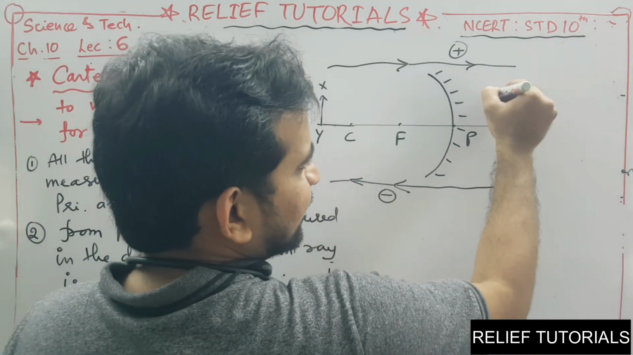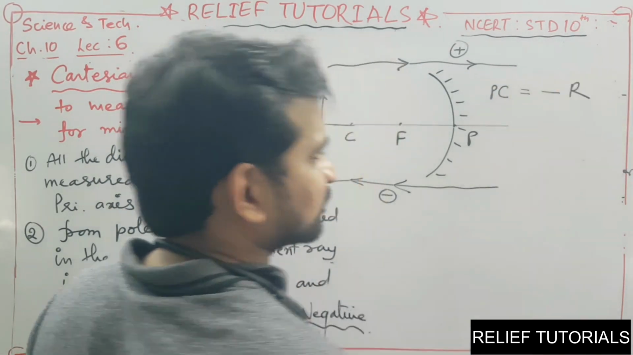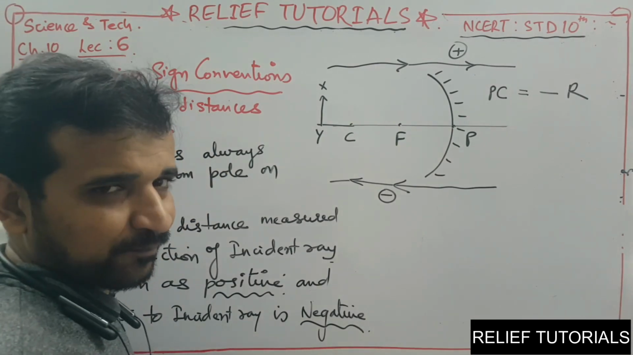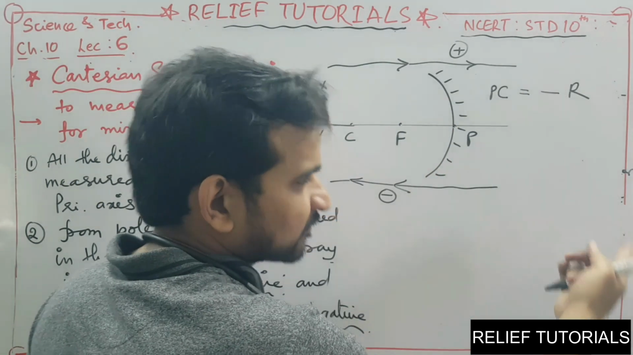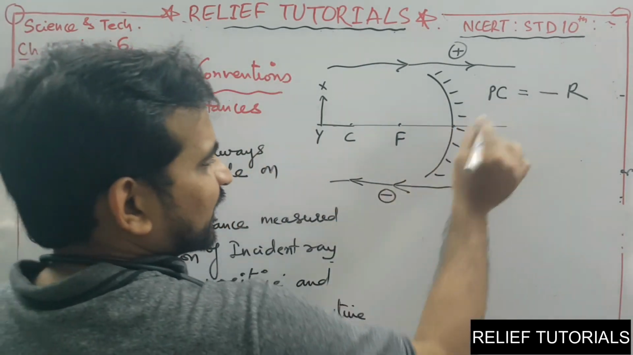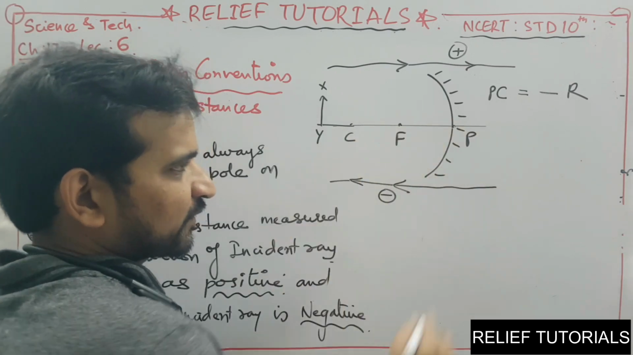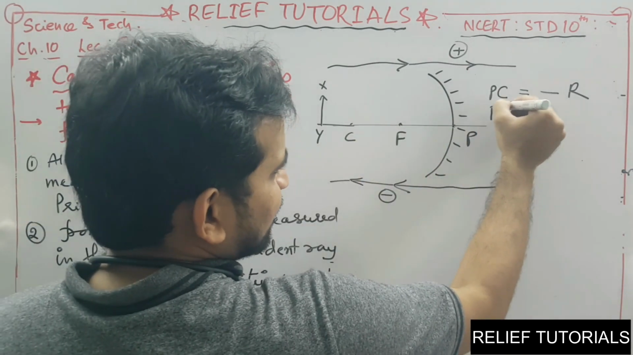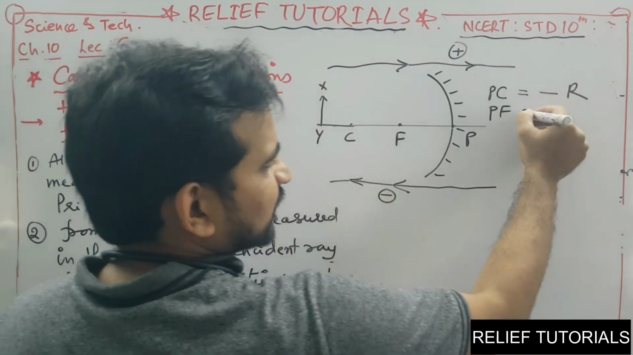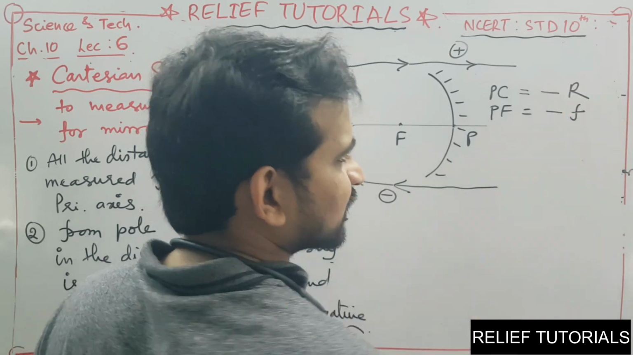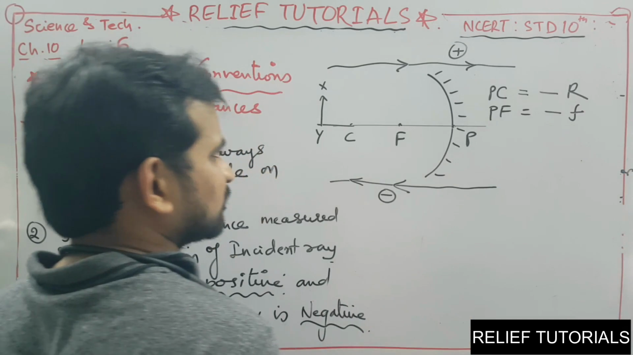So can I say radius of curvature P to C should be taken as negative, means minus R. Practically, if it is 10, then it should be minus 10, like this. Now the second distance, focal length. Focal length means P to F. You are standing on pole P to F. P to F means you are again going in the negative direction. So that focal length also should be taken as negative. Means if it is 5, then it should be minus 5, like this.